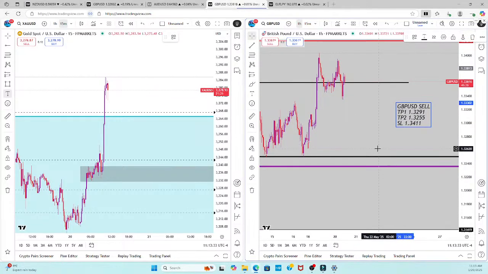1.3255. So far on the live, we've analyzed gold, which is a buy. Gold right now is going to buy. GBPUSD in the short term is going to sell.